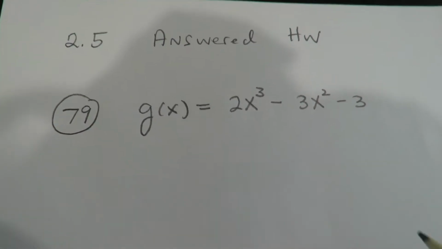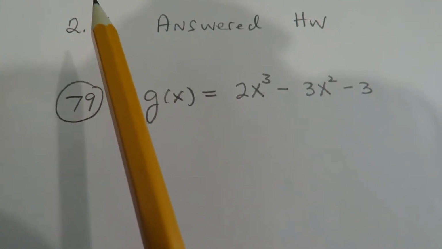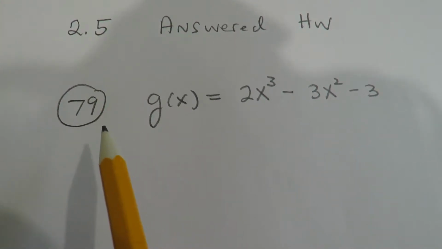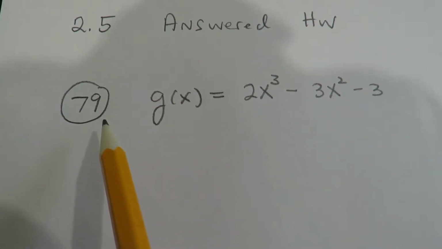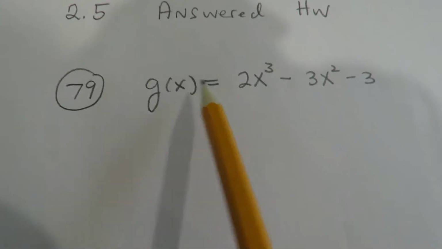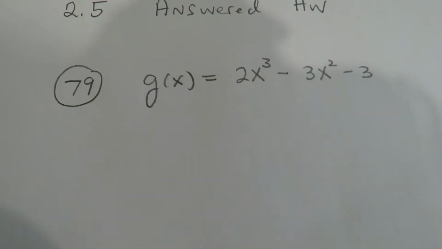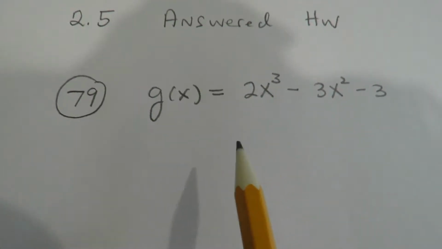Hi Pre-Calc, going over your homework, section 2.5, number 79. All they want you to do here is Descartes' rule of signs, okay? It's not the whole long problem. We're just focusing on this one skill.